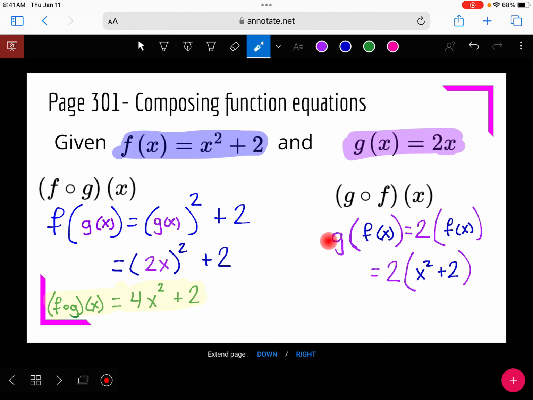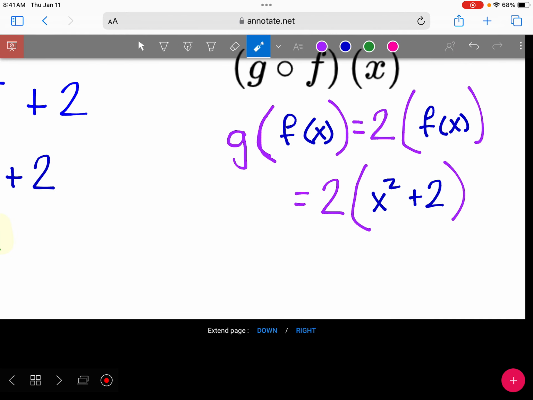And if this step does not help you and you can jump straight to here, I'm okay with that. You guys never have to write as many steps as I do. I just try and figure out all the places where our brains get stuck. So on this last one, all we need to do is distribute here. To simplify this out, 2 times x squared gives me 2x squared, and 2 times 2 gives me plus 4.